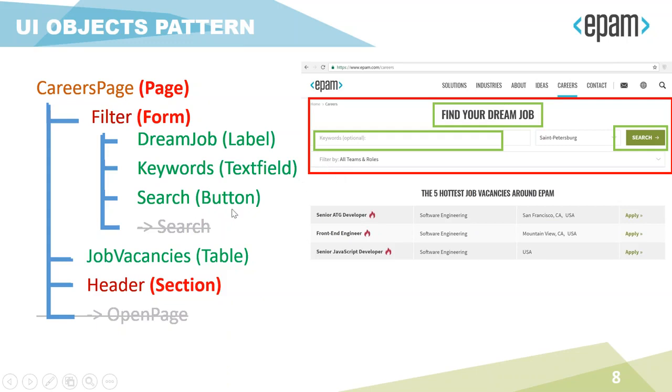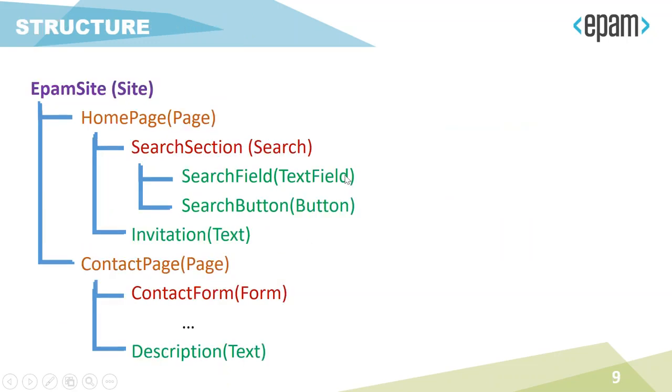And this helps us to avoid describing some standard actions on these page objects. So a form already knows how to search, and a page already knows how to open the page or validate the page URL or title. And as the result of all this, the main UI object is the site, and the structure itself looks like a real tree.